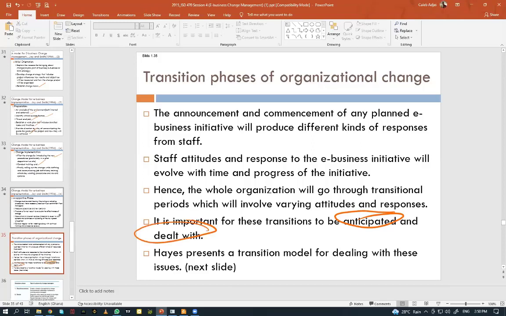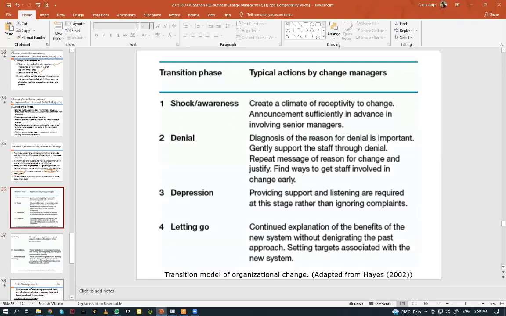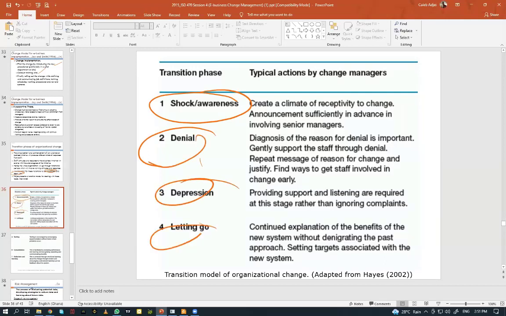Hayes presents a transition model for dealing with these issues. And if you download the slides, you can go through the shock or awareness phase, the denial phase, the depression phase, and the letting go phase. Okay. When something happens at the initial stage, people want to deny.